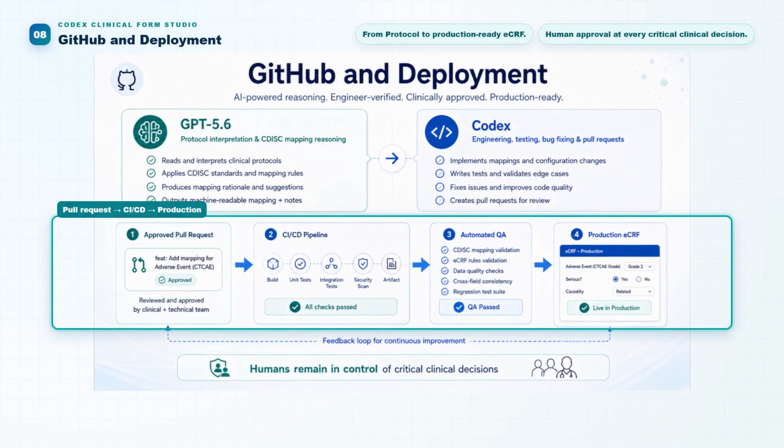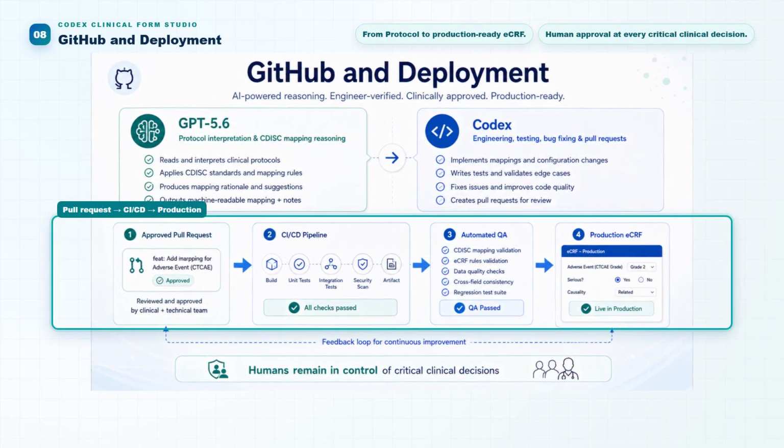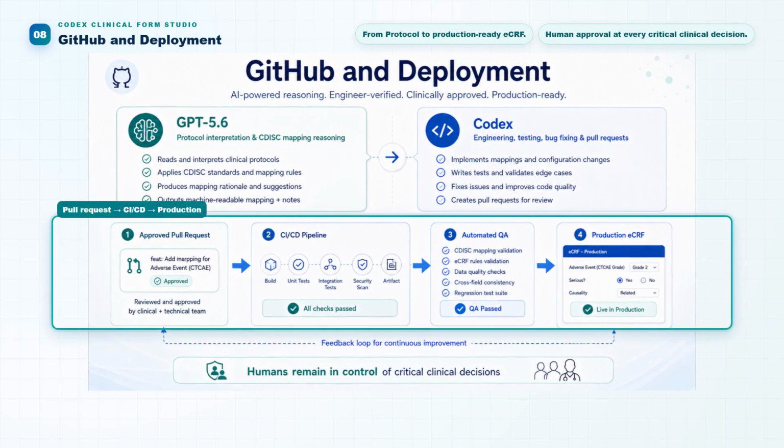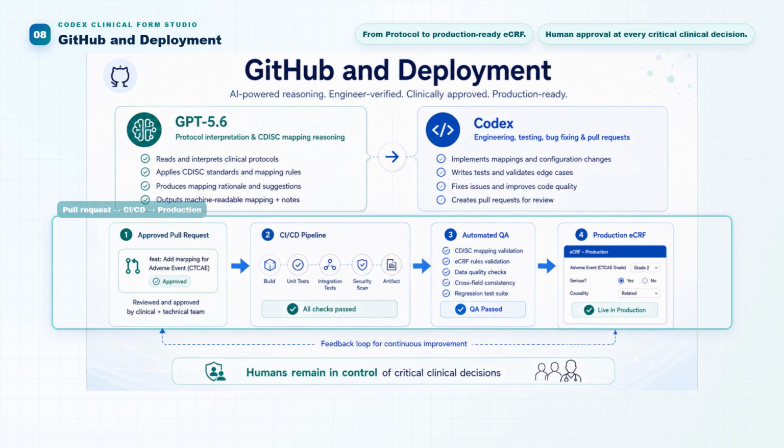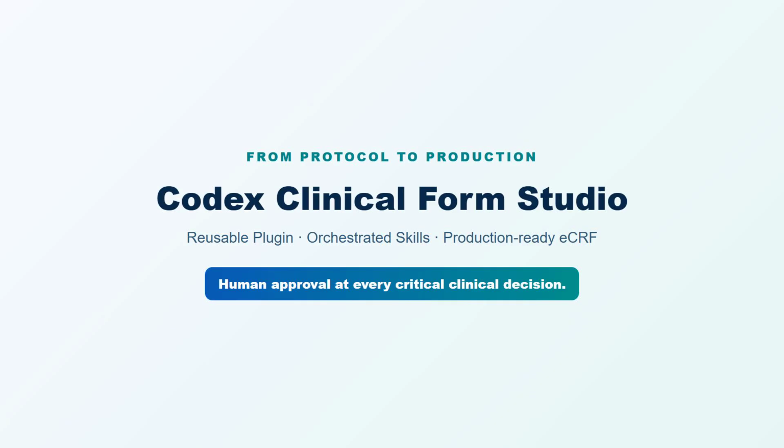GPT-5.6 interprets complex protocols and reasons about CDISC mappings. Codex implements the application, writes tests, fixes failures, and prepares GitHub pull requests. After clinical approval and QA, the CI/CD pipeline deploys the validated eCRF. Codex Clinical Form Studio packages the workflow into a reusable, testable plugin. Human approval remains required at every critical clinical decision.